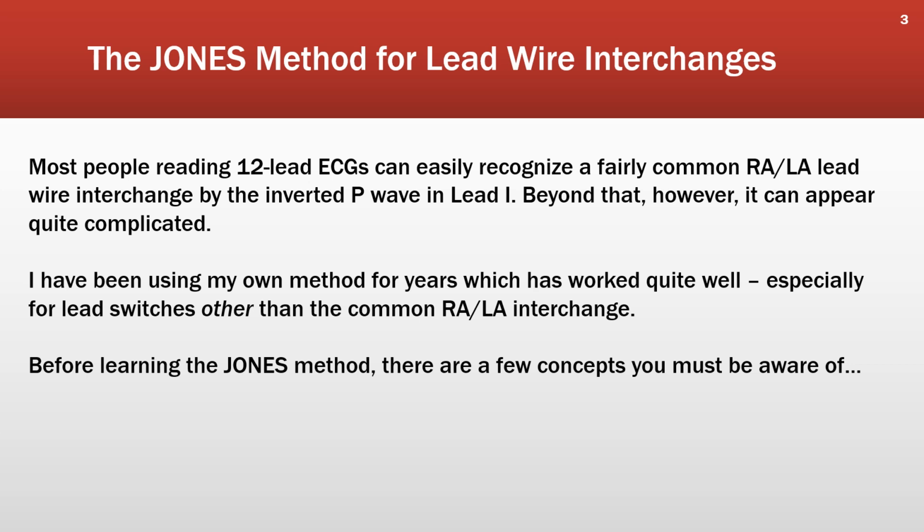Most people reading 12-lead ECGs can easily recognize a fairly common right arm, left arm lead wire interchange by the inverted P wave in lead 1. Beyond that, however, it can appear quite complicated. Now, I've been using my own method for years, which has worked quite well, especially for lead switches other than the common right arm, left arm interchange. Before learning the Jones method, there are a few concepts you must be aware of.